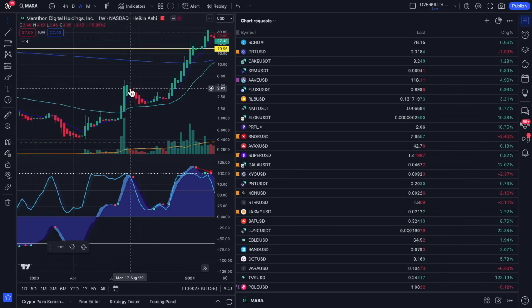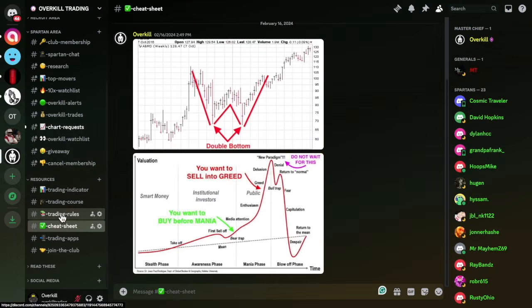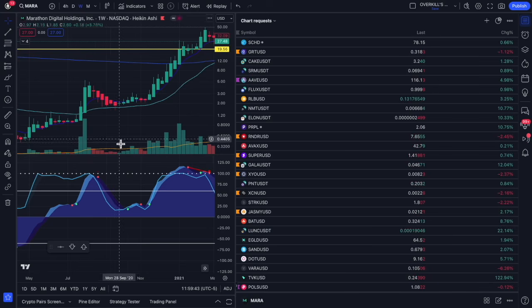So again, this was a perfect setup on Mara right here. Boom, it popped up, it pulled back. There's our doji candle. There's our green dot. Our green dots are our entries. So that's down here, number 3 and number 4. Think of these as like a stop and go. Green means up, red means down.